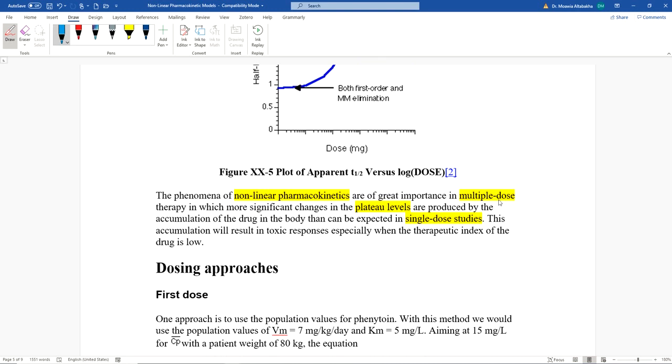Okay, what we will do now is we'll stop at this point, and inshallah in our next session or part we will talk about how to do dosing when we have a drug following Michaelis-Menten kinetic, not the parallel pathway, only Michaelis-Menten kinetic, which is saturated metabolism. Okay, we will talk about this in the next part.